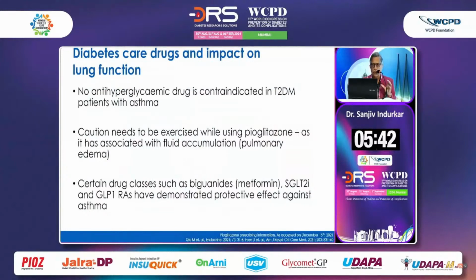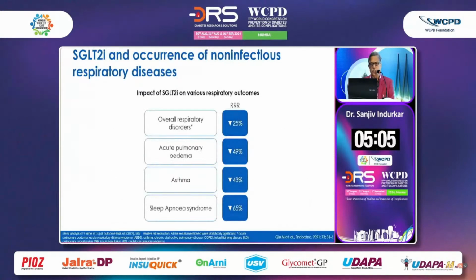Diabetes care drugs and their impact on lung function. We are fortunate that no antihyperglycemic agent is contraindicated in them, except, if the patient has fluid overload signs, probably pioglitazone. We have to think twice, as was discussed in the previous lecture. There are some wonderful data coming up in certain classes of antidiabetics, especially biguanides, SGLT2 inhibitors, and GLP-1 receptor agonists, that they have demonstrated a protective effect against asthma and some other parameters.